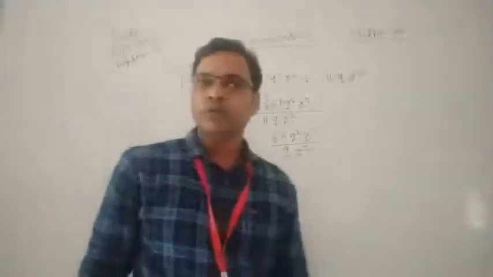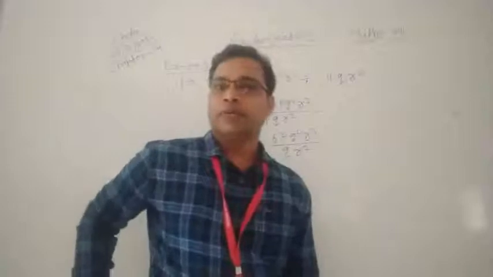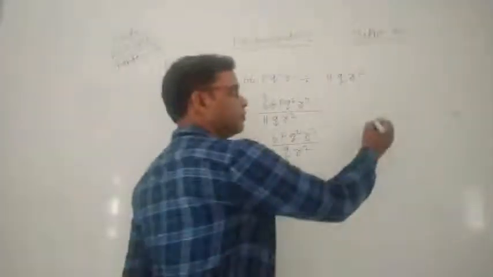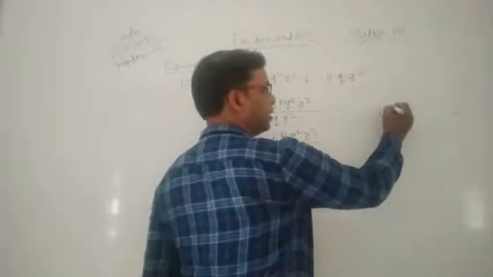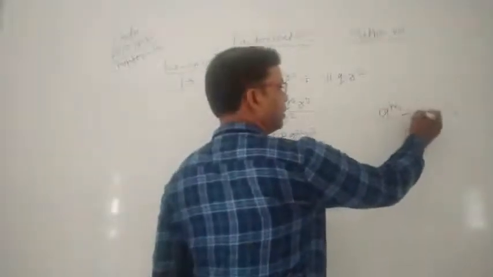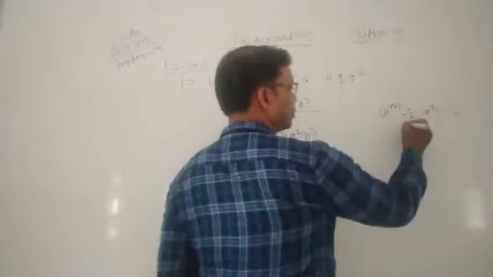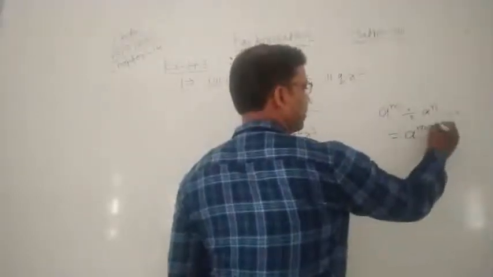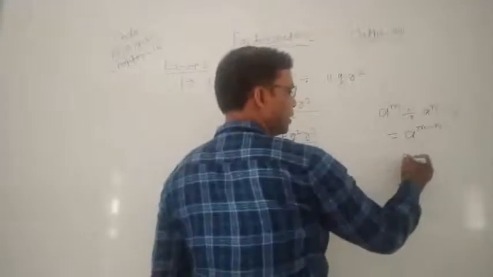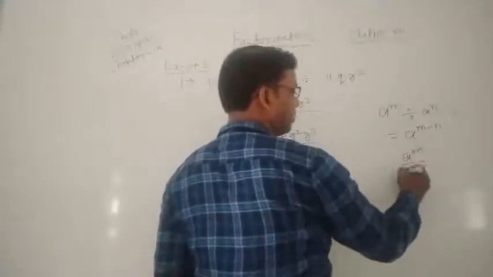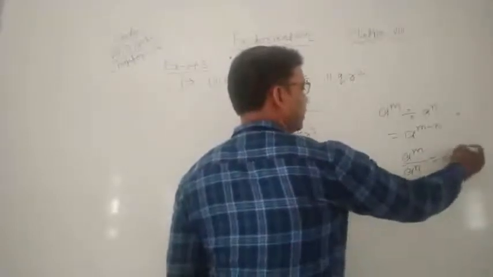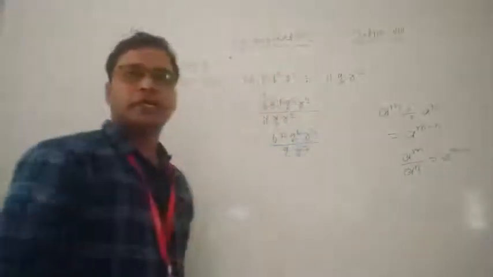Now we are going to use the law of exponents and solve this question, okay. So I hope all of you know this law of exponents: a to the power m divided by a to the power n is equal to a to the power m minus n. You can also write it as a to the power m divided by a to the power n equals a to the power m minus n. This is clear?